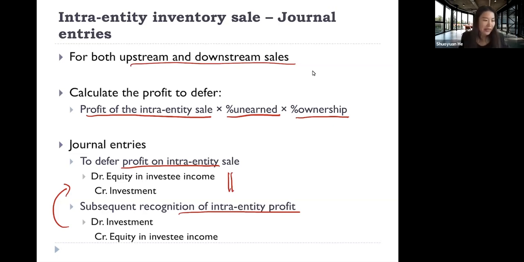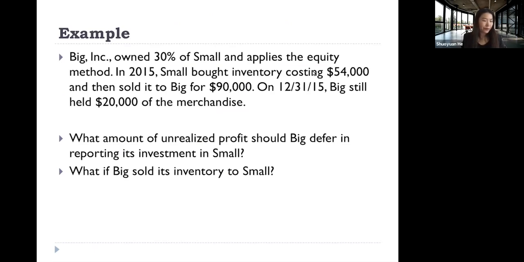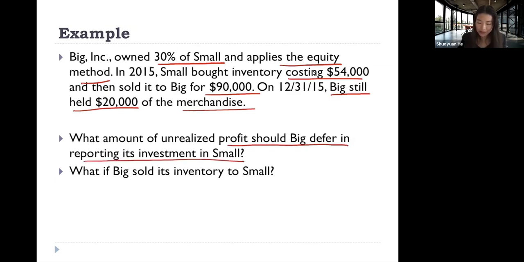So let's look at an example here. Big owned 30% of Small and applies the equity method. In 2015, Small bought inventory costing $54,000 and sold it to Big for $90,000. On December 31st, Big still holds 20% of the merchandise. And the question is, what amount of unrealized profit should Big defer in reporting its investment in Small?